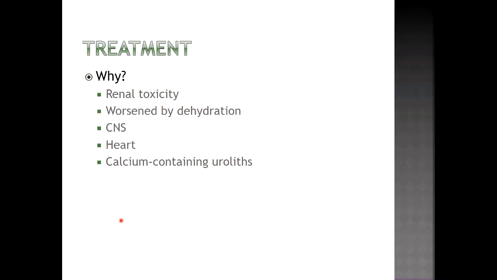Well, you're going to worry about kidneys. So if you have an animal that's already got chronic kidney disease of some sort, you're going to jump on hypercalcemia and treat it right away. If they're dehydrated, you're going to be worried about that, because dehydration always makes everything worse. And certainly in the case of hypercalcemia, it's going to make your electrolyte abnormalities even worse. You're going to worry about it if you have an animal that's got heart disease, if you've got an animal that's either showing CNS signs or has underlying CNS disease, or if the animal's got calcium-containing uroliths. These are all going to be things that you're going to jump on in terms of treating the hypercalcemia.